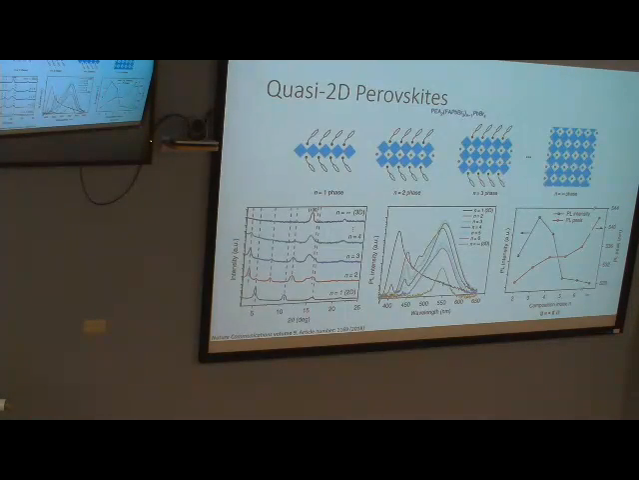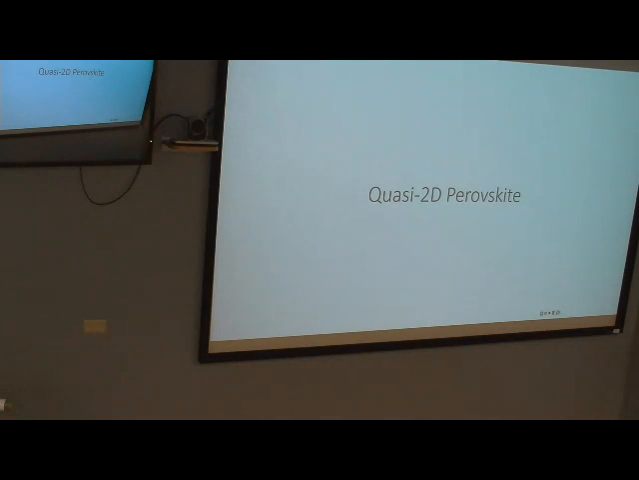So, quasi 2D perovskites. Your nanocrystals, how many D are there? I think they're 3D, right? They're just surrounded everywhere. Once again, how many D? 0D. Yes, they're zero dimensional. Is that just because they're so small?